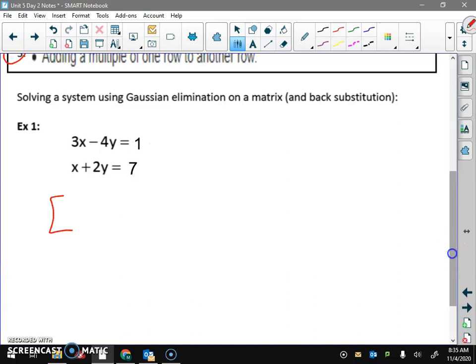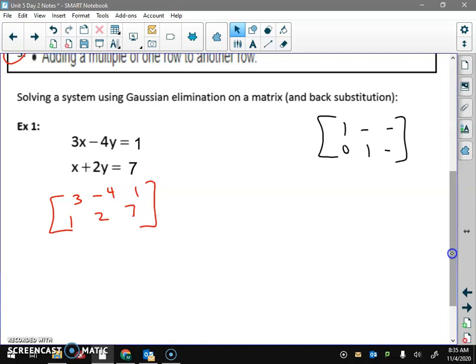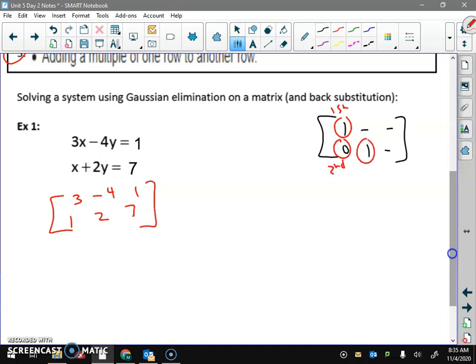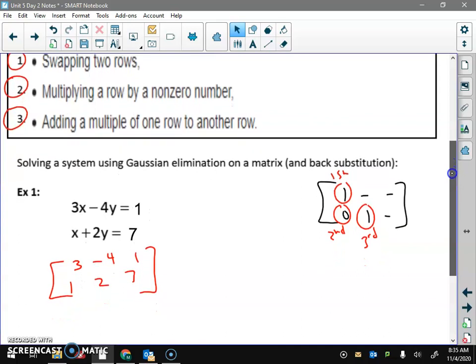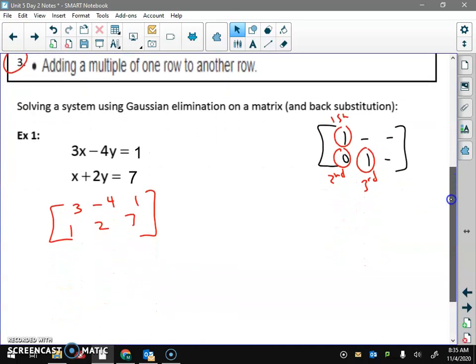So the first thing I'm going to do is create a 2 by 3 augmented matrix. And we want to end up with it looking like this. So how do we do that? Well, I want a 1 where the 3 is. In other words, we're always going to get this one first, we're going to get this one second, and we're going to get this one third. As you get better at it, there's a little bit more openness, but for now we're going to stick to that. And remember, the only 3 things we can do: swap 2 rows, multiply a row by a non-zero number, add a multiple of 1 row to another.